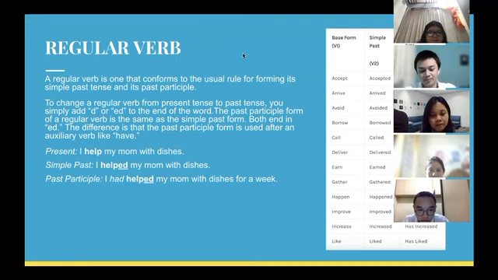auxiliary verb like have. For example, present: I help my mom with dishes. Simple past: I helped, with ed, my mom with dishes. Past participle: I had helped my mom with dishes for a week.